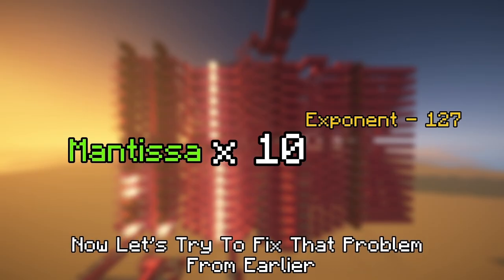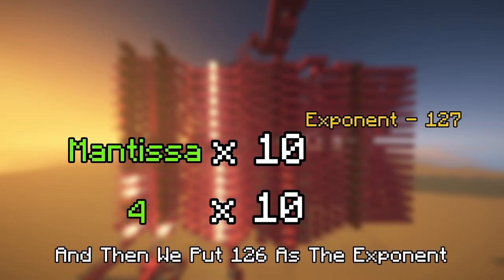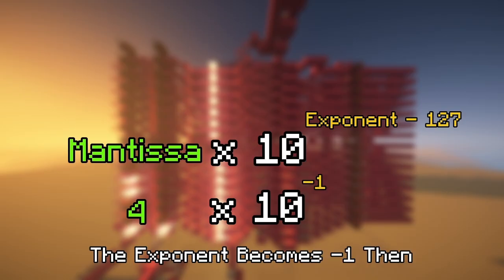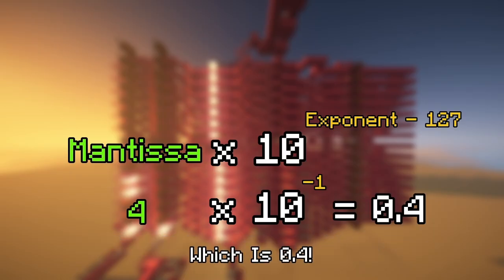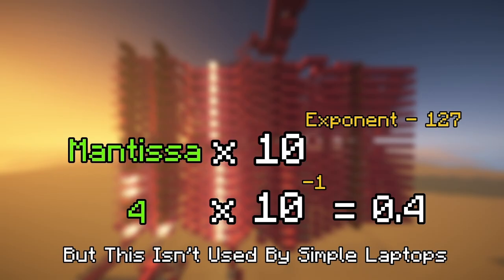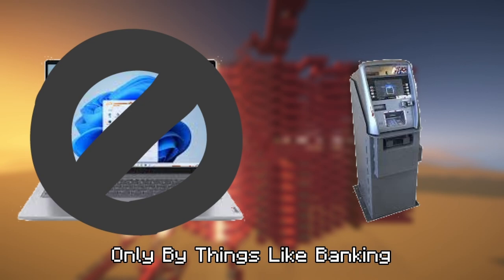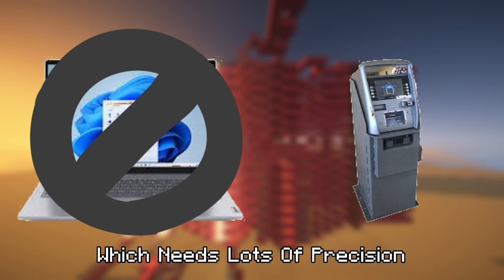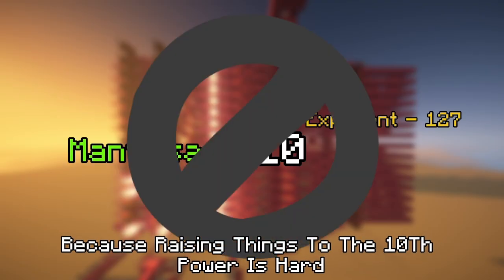Now let's try to fix that problem from earlier. We can make 0.4 by putting 4 as the mantissa, and then we put 126 as the exponent. The exponent becomes minus 1 then. So then it does 4 times 10 to the power of minus 1, which is 0.4. But this isn't used by simple laptops, only by things like banking, which needs lots of precision. Why? Because raising things to the 10th power is hard.